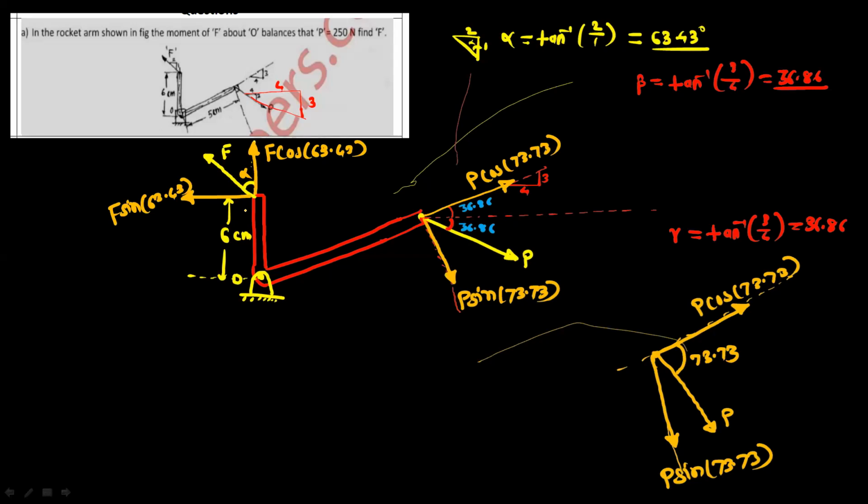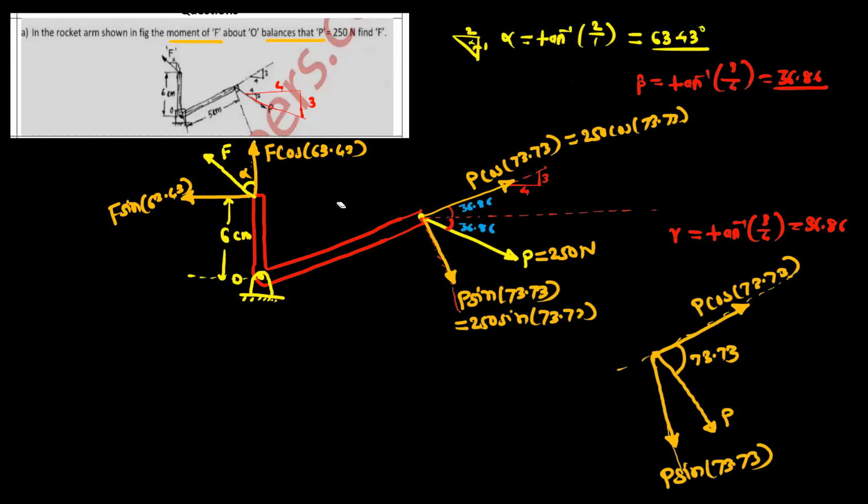Okay. So the next part: the moment by F balances the moment by P. We know the value of P, this is 250 Newton. So this component is 250 cos 73.73, and this component is 250 sin 73.73.